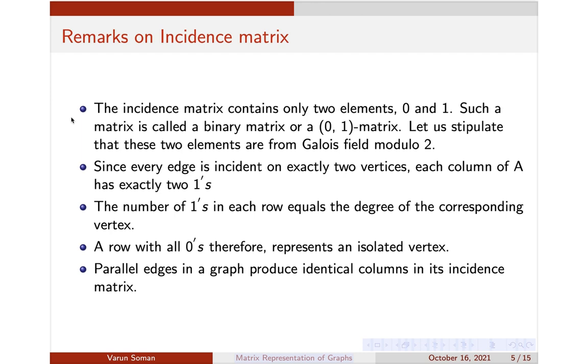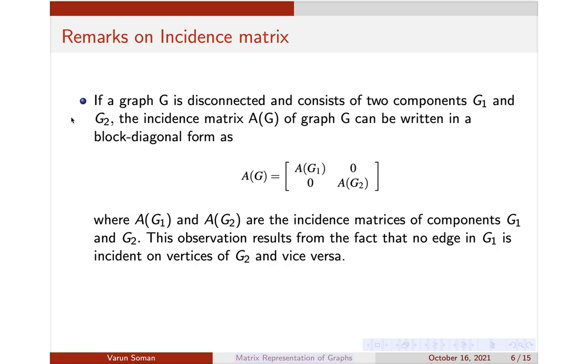Similarly, parallel edges in a graph produce identical columns in its incidence matrix. We have just seen that example, where the first column had 1 1 1 1 and similarly the second column had just 1 1. Parallel edges means both are incident at the same vertices, so both of their columns would be just the same.